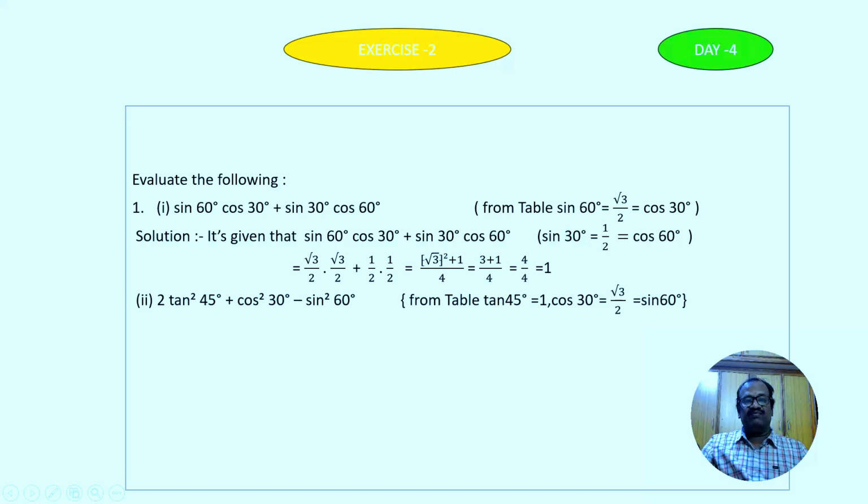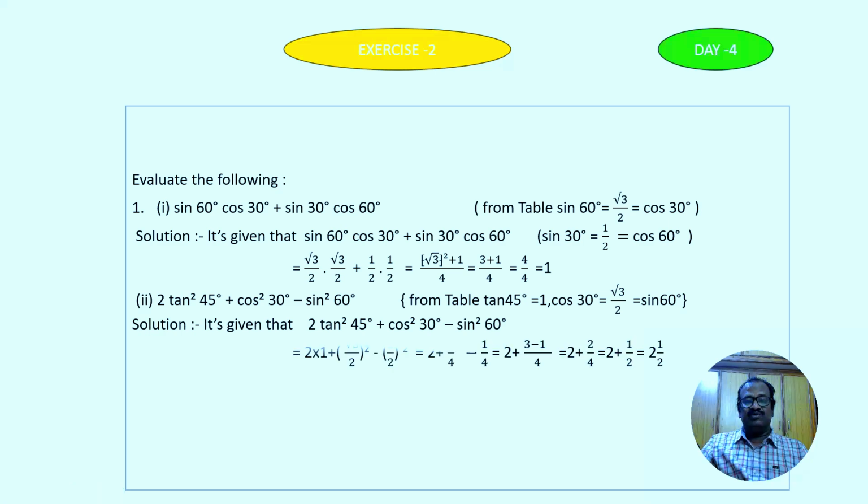The next one is the second problem: 2 tan square 45 degrees plus cos square 30 degrees minus sin square 60 degrees. Similarly, we are taking this table every time. From the table, tan 45 is equal to 1, cos 30 is equal to root 3 by 2, sin 60 is also root 3 by 2. Simply we are substituting the values. This simplification is very, very important. If you know the simplification, you get the answer.